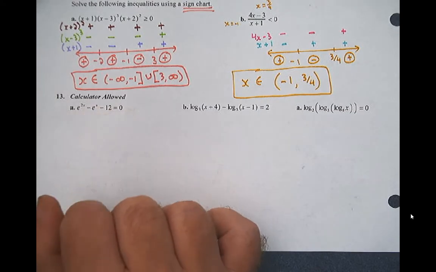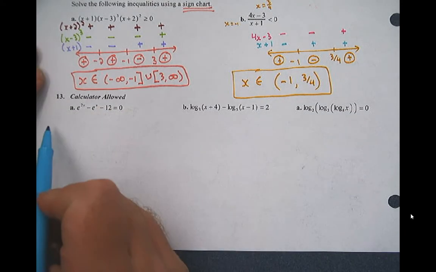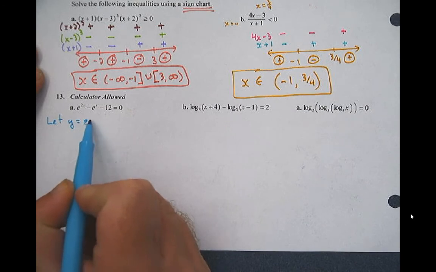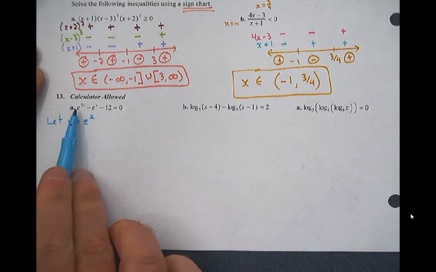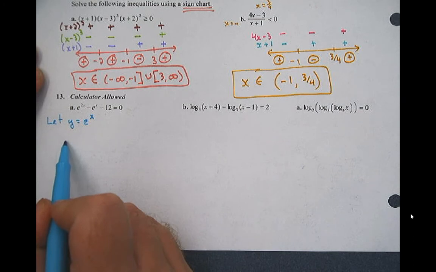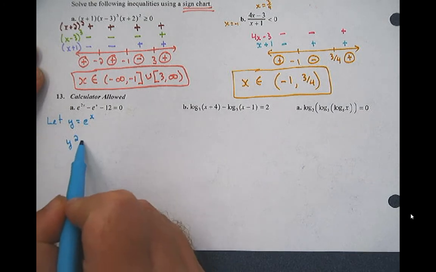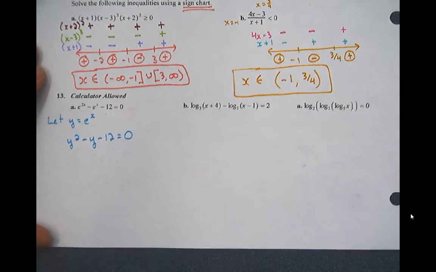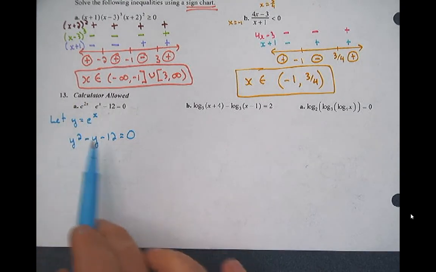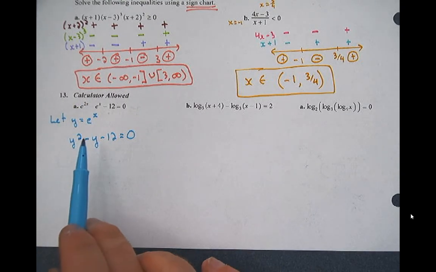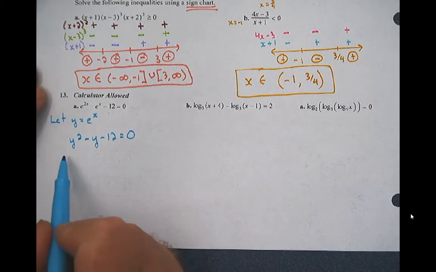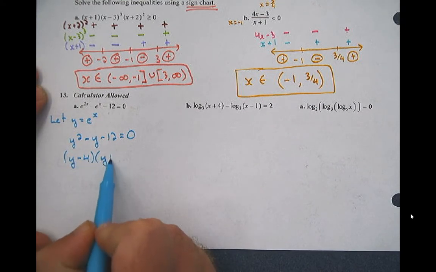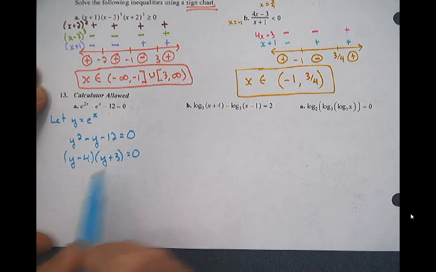So what we're going to do first is we're going to sub out. We're going to say let y equal e to the x. So now e to the 2x becomes y squared. We said e to the x was y, minus 12 equals 0. So we've taken this ugly looking problem and we've broken it into something that's pretty straightforward. Now I can factor this. Y minus 4, y plus 3 equals 0.